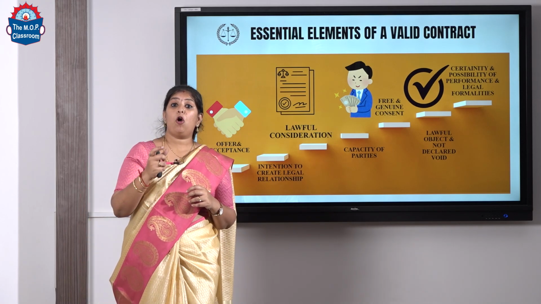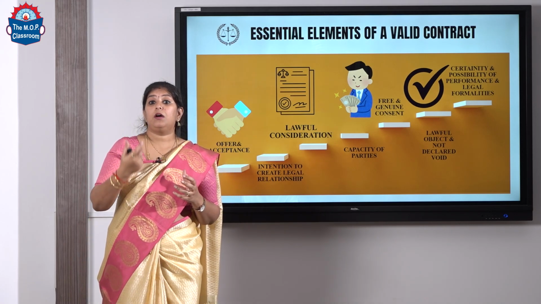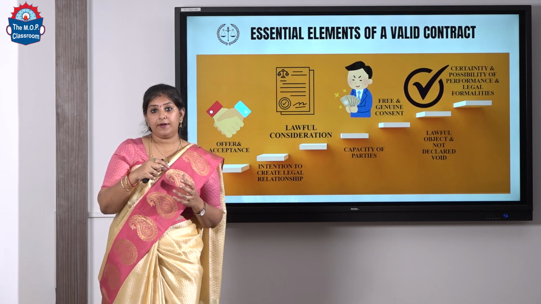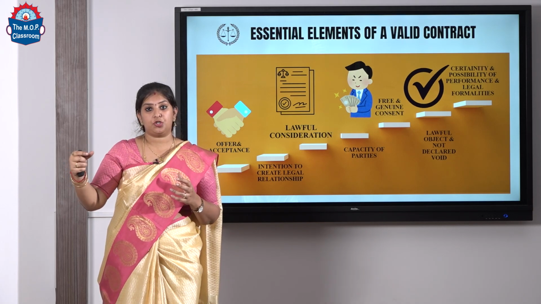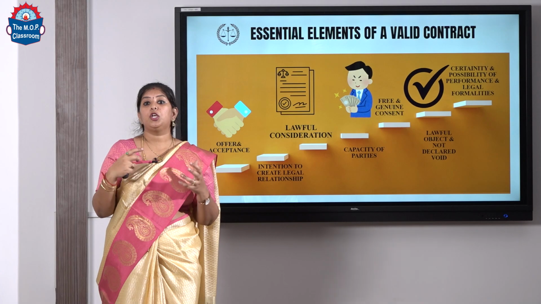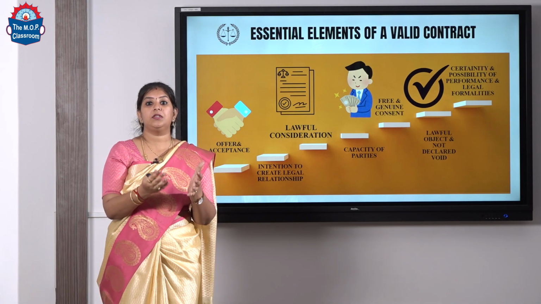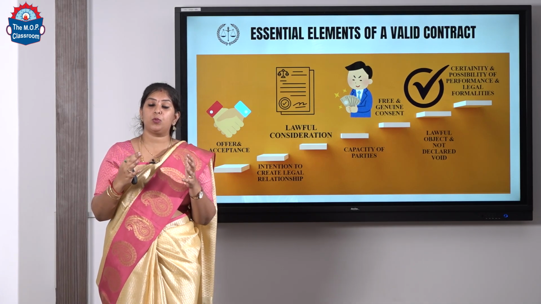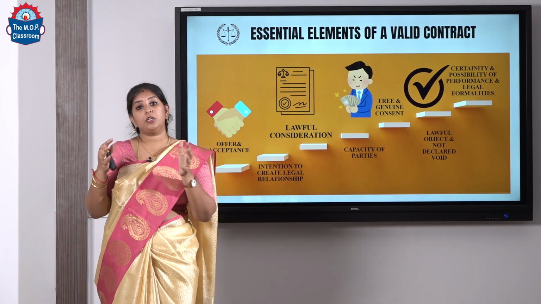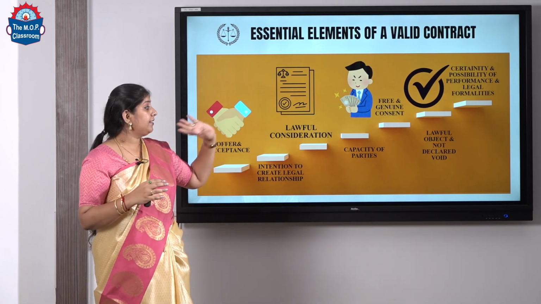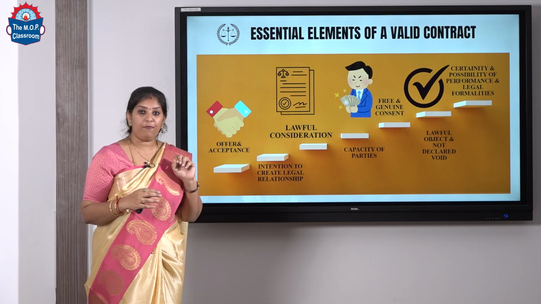And then finally, certainty and possibility of performance. Whenever a contract is entered into, that contract must always lead to an action. It should not be something that a human being cannot perform at all within the specified time limit. It should actually be something a human being is able to do. So that is the certainty or possibility of performance.